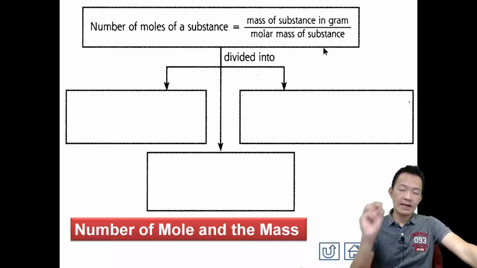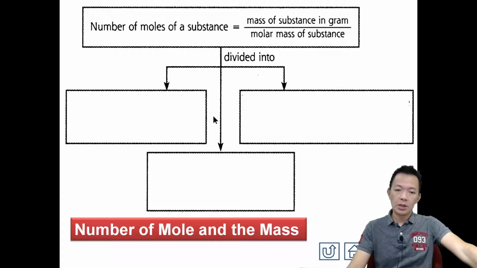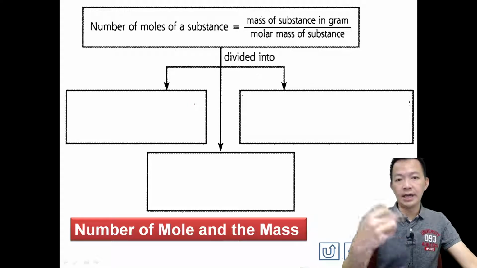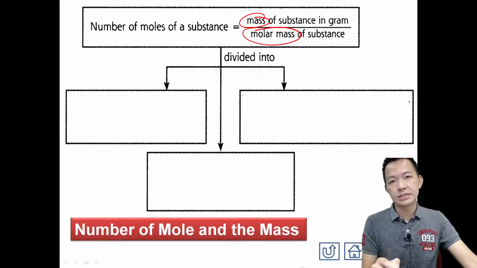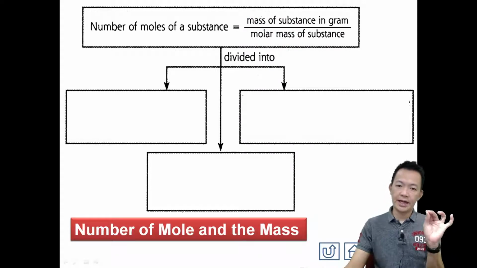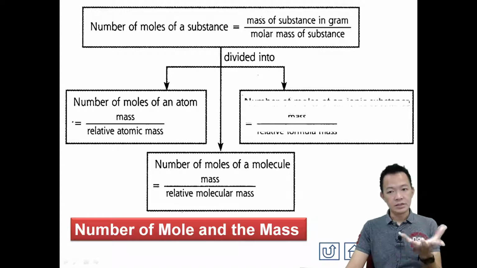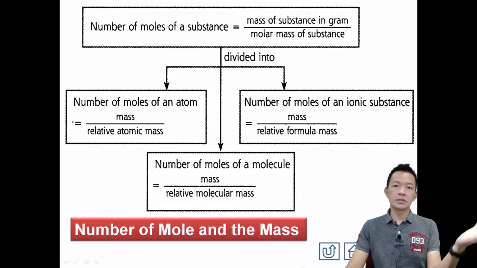And the number of mole of the substance and the formula actually can be separated into 3. 这个 formula 可以分成3种。You know why? 因为我们讲到 substance 的时候有3种，有 atom 有 molecule 有 ion，对不对？不过其实可以分成3种。So the number of mole of an atom equal to the mass of the atom over the relative atomic mass. 若是 molecule 就除它 molecule 的 mass，若是 ion 就除它的 relative formula mass. So copy the formula.